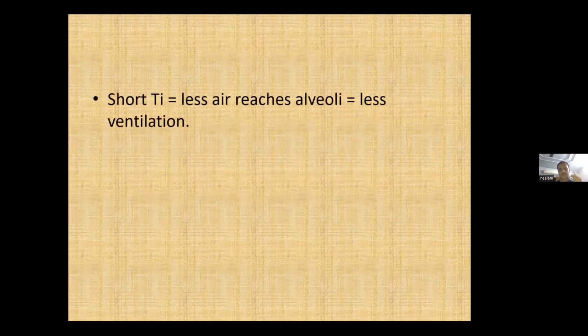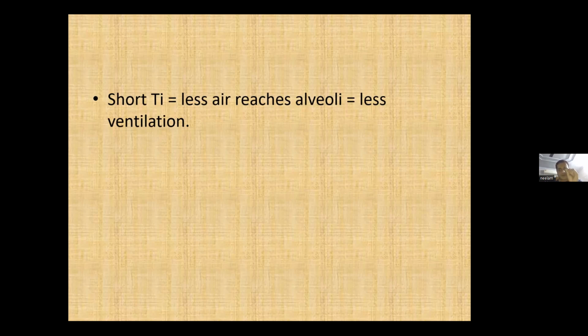So the shorter the TI, the inspiratory time, which we set on the ventilator, right? The less inspiratory time you keep, you are giving that much less time for the air to reach the alveoli, okay, and so there will be less ventilation, less pressure delivery.